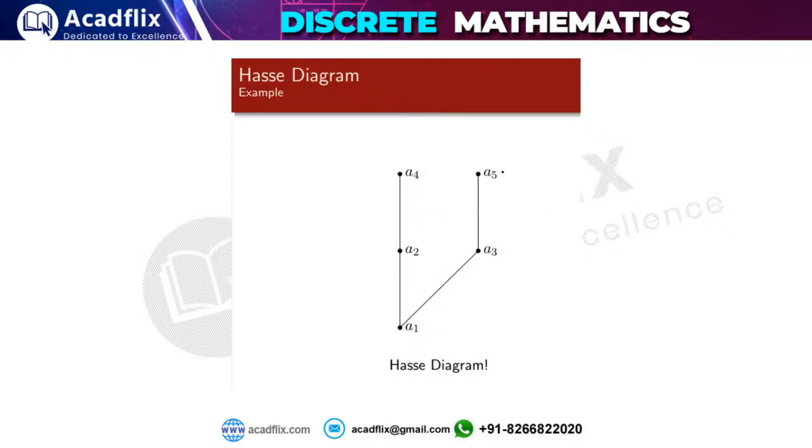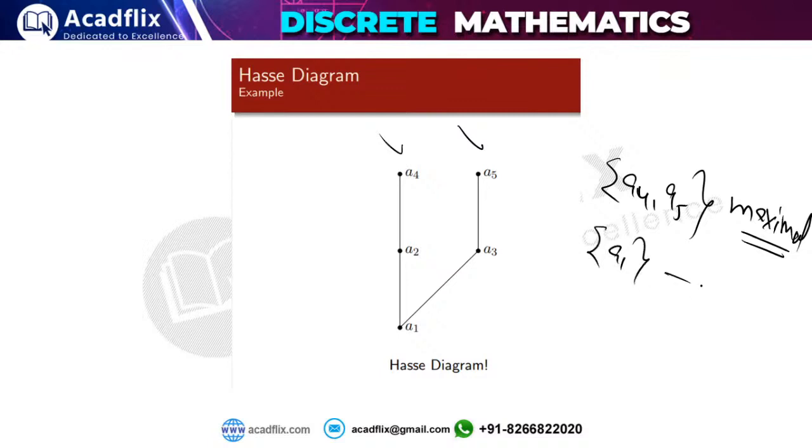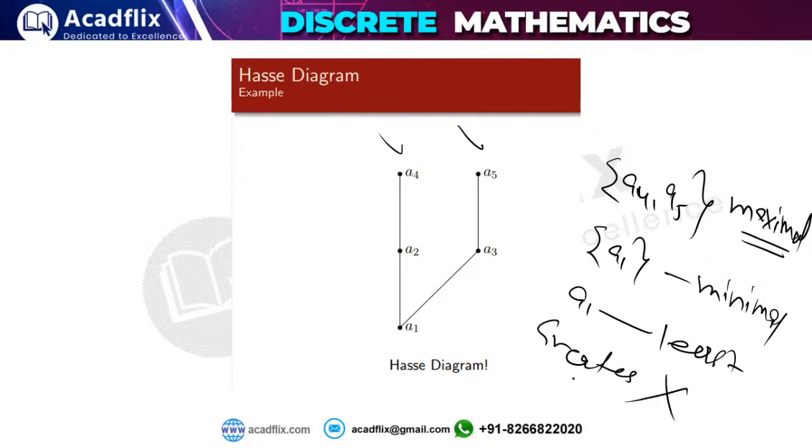In this Hasse diagram you can see this A4, A5 is your maximal set, because there is no one above them. This A1 is your minimal set. This A1 is your least element. There is no greatest element. So this is how you can find all these things.